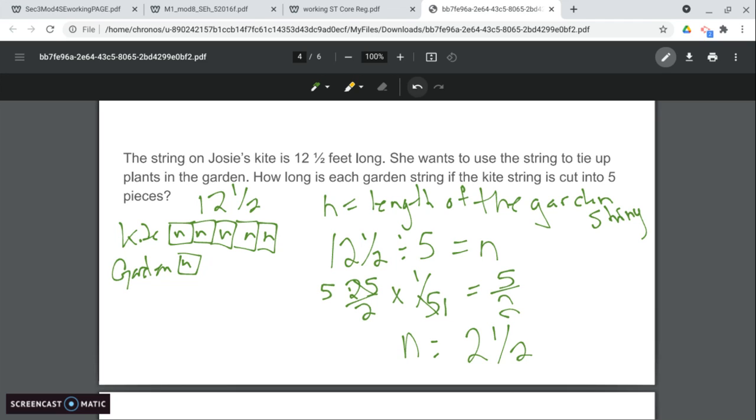All right, so your keyword for this lesson is equation. Equation is your keyword for this lesson.